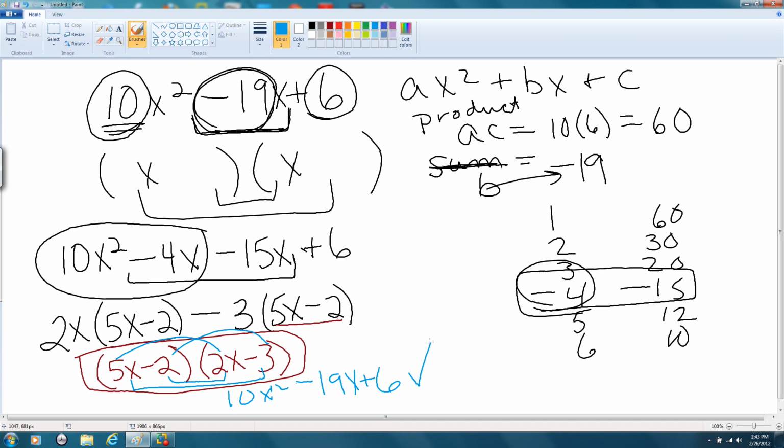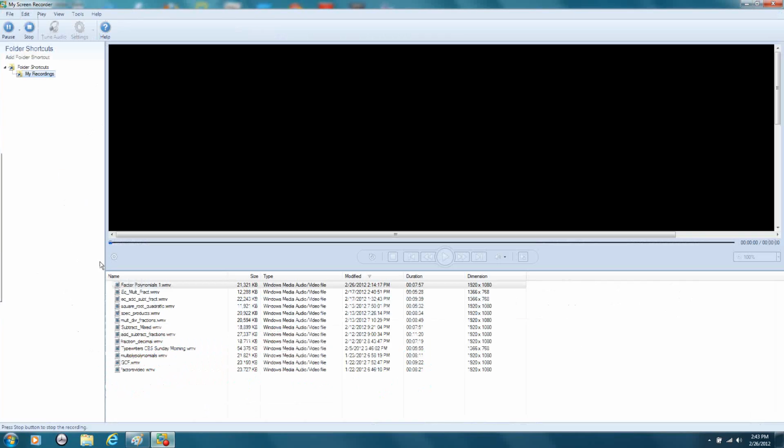So this is called factoring with grouping. And it's sort of a tricky little thing that's a little hard to understand at first, but once you get it, it avoids the guessing and checking that we have to do in the other method.